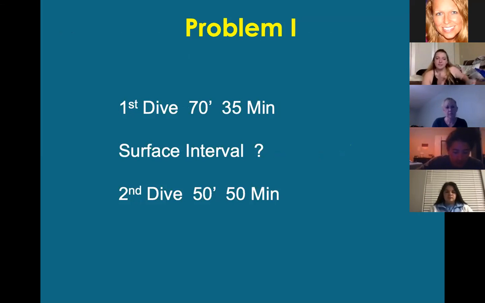Okay, so let's try and solve this problem. It's the same idea. Read it. 70 feet for 35 minutes is your first dive. Then your second dive is going to be 50 feet for 50 minutes. And we want to know what our minimum surface interval has to be.